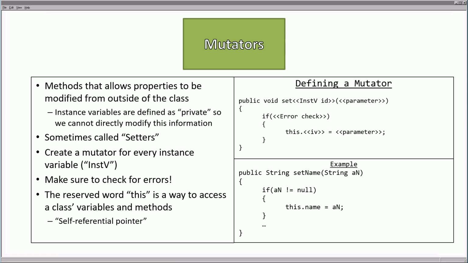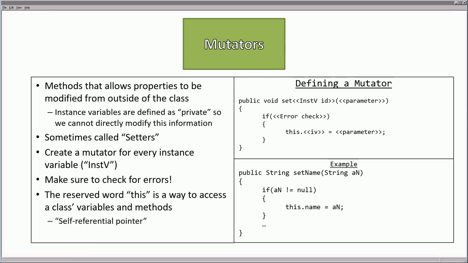Another important element of a mutator is that we need to check for errors. We need to preserve the integrity of this data. So for passing in this information via a parameter, we have to make sure that parameter falls within the specifications of this class. If you notice here, we generally have an if statement, and if this is true, in other words, there are no errors here, then we can safely set this instance variable to the parameter.